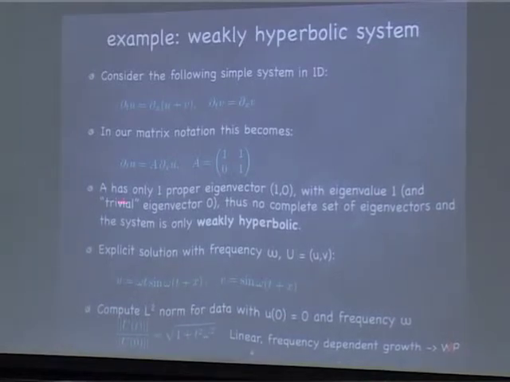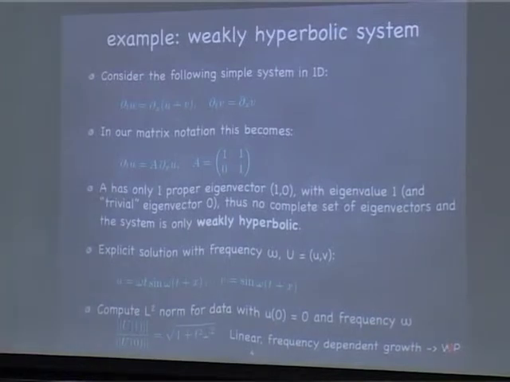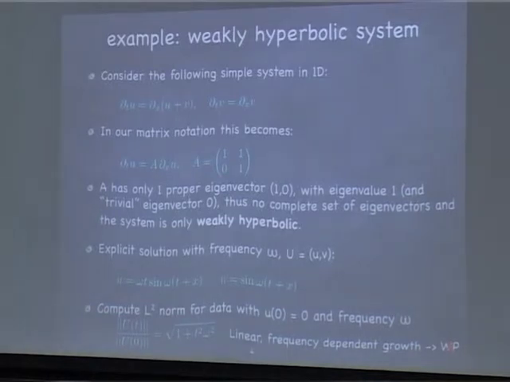If we do the standard eigenvalue analysis, we see that there's only one proper eigenvector, which is 1, 0, with eigenvalue 1, and then there's a trivial eigenvector with eigenvalue 0. So it's not diagonalizable, it has no complete set of eigenvectors, it's only weakly hyperbolic. Okay, but weakly hyperbolic is some name, some definition that we made. What does it mean in practice?